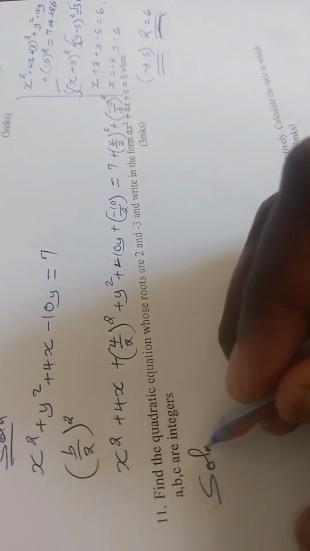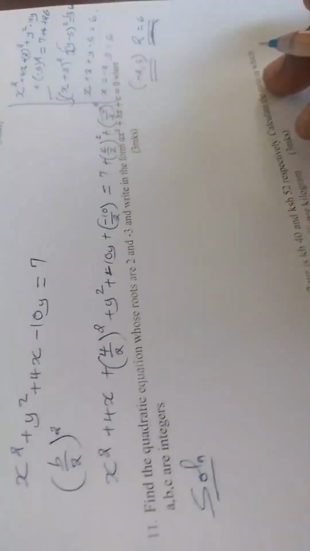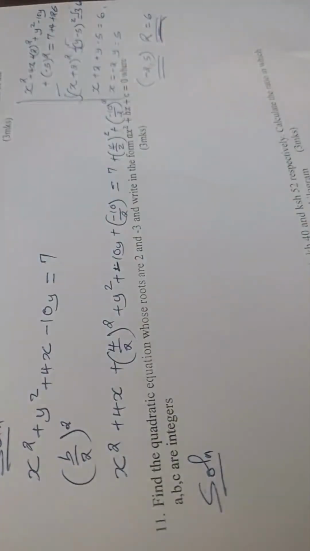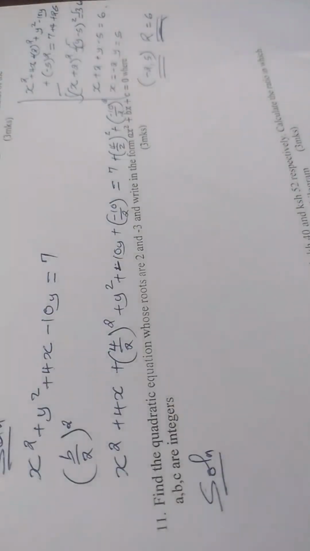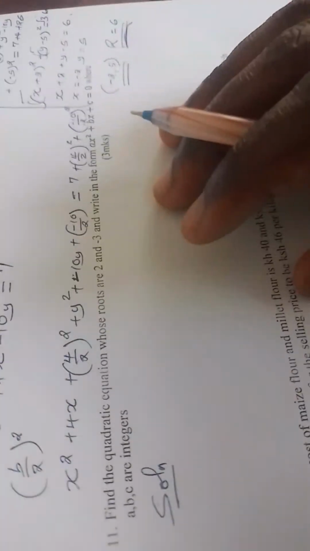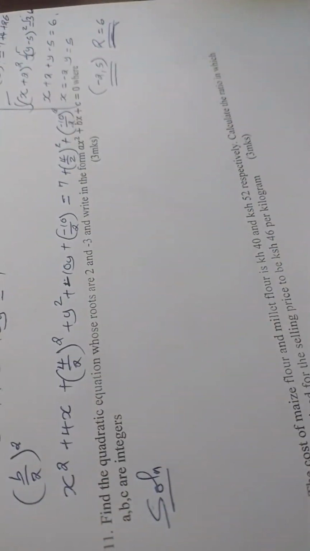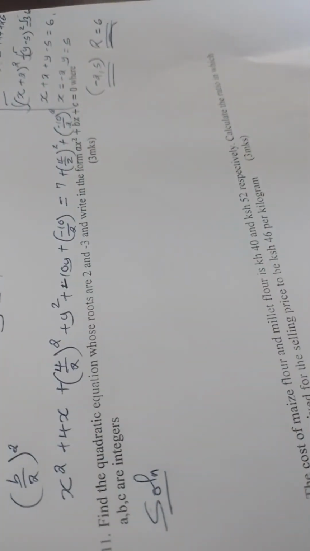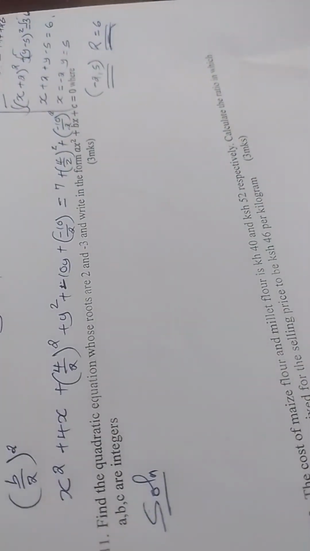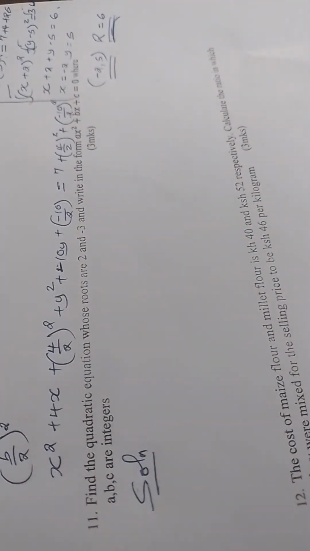Question number 11. Find the quadratic equation whose roots are 2 and negative 3 and write in the form of ax square plus bx plus c is equal to 0, where a, b, c are integers.